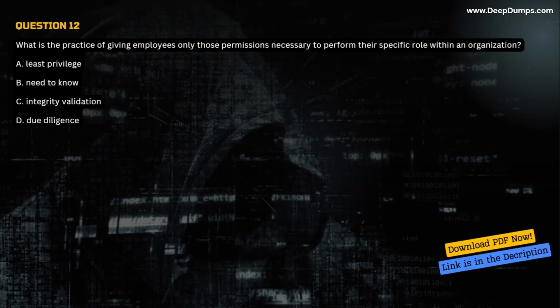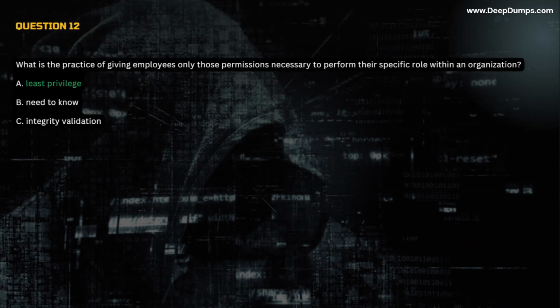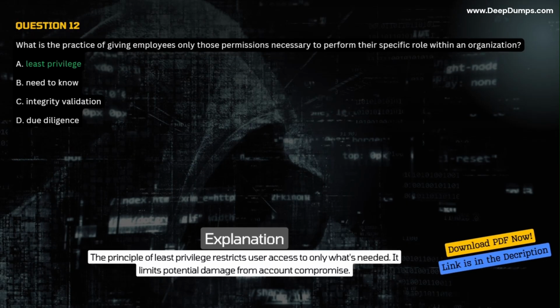Question 12. What is the practice of giving employees only those permissions necessary to perform their specific role within an organization? A. Least privilege. B. Need to know. C. Integrity validation. D. Due diligence. Correct answer A. Least privilege. Explanation. The principle of least privilege restricts user access to only what's needed. It limits potential damage from account compromise.